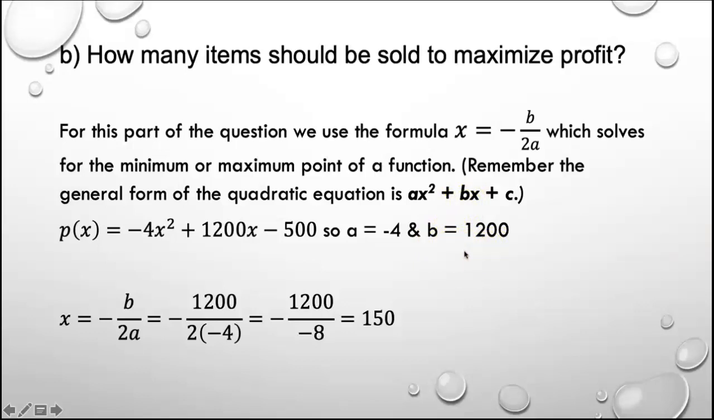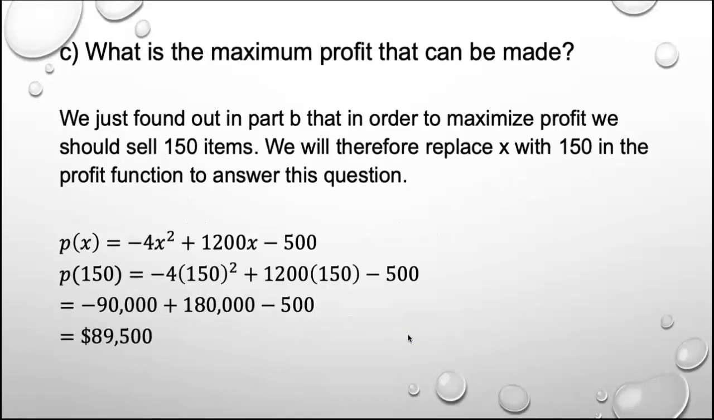So since we have our a and our b, we can go ahead and solve for the minimum point, or in this case, the maximum point. So we have x is equal to -b/2a, which is equal to negative, so replace b with 1200 and replace a with -4. So we have -1200 over -8, and two negatives give a positive. So we have our answer as 150 items. So the answer is we need to sell 150 items in order to maximize profit.